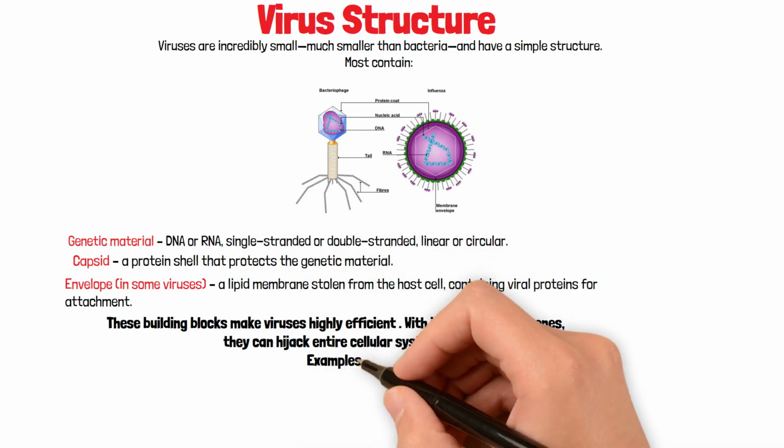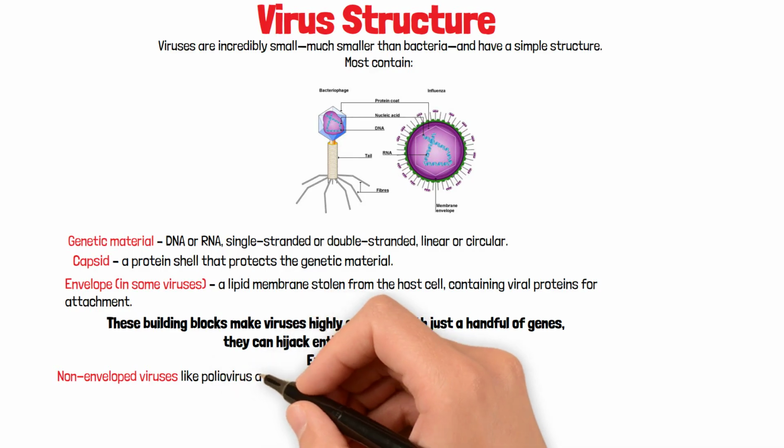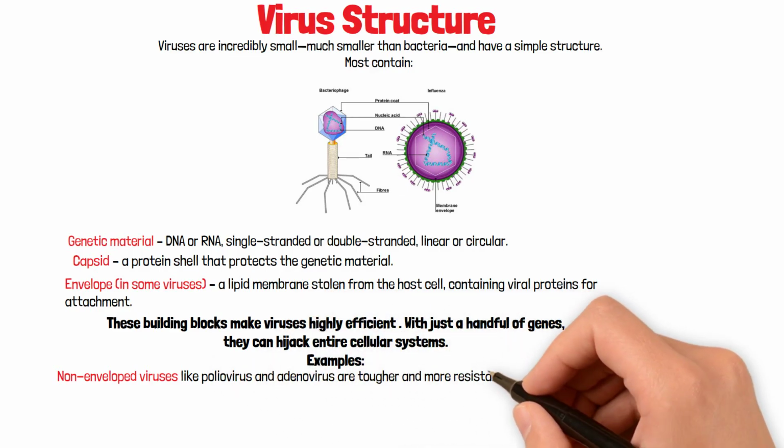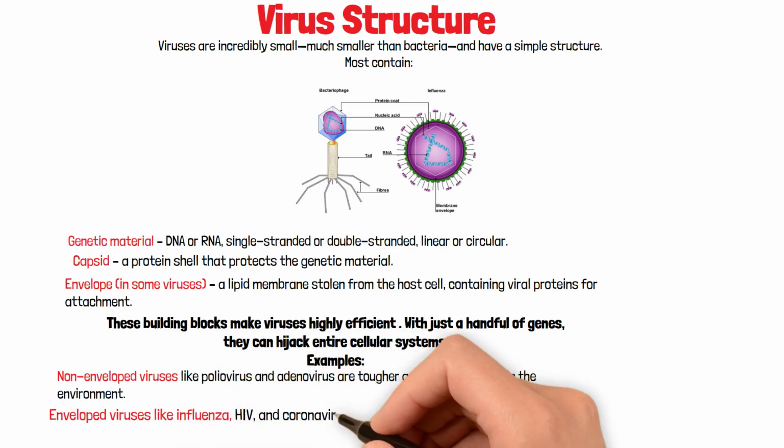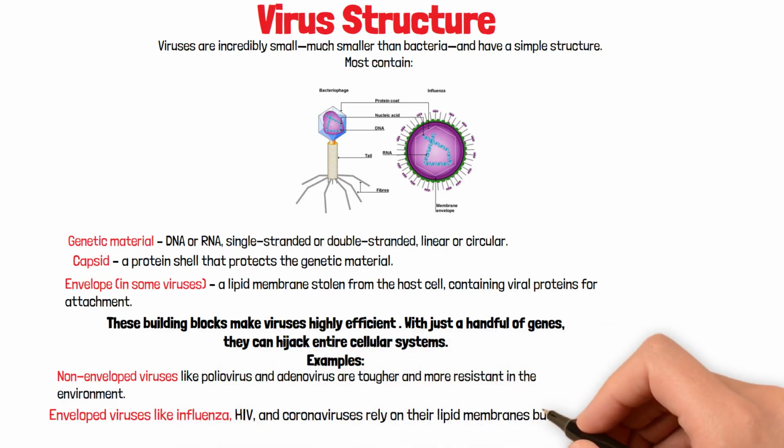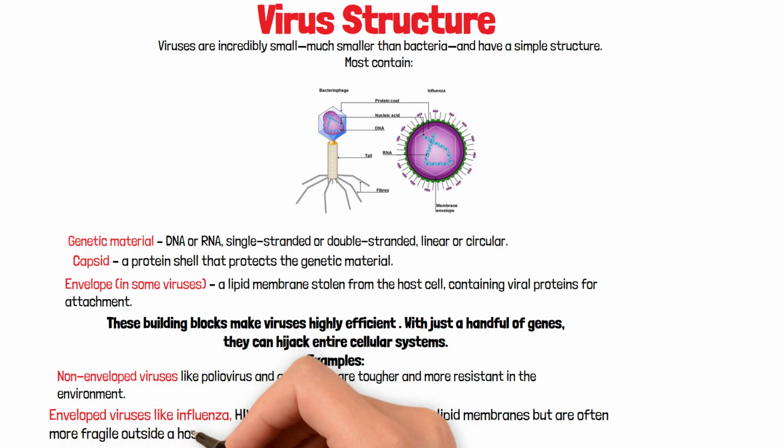Examples: non-enveloped viruses like poliovirus and adenovirus are tougher and more resistant in the environment. Enveloped viruses like influenza, HIV, and coronaviruses rely on their lipid membranes, but are often more fragile outside a host.